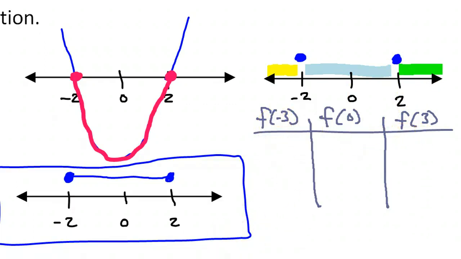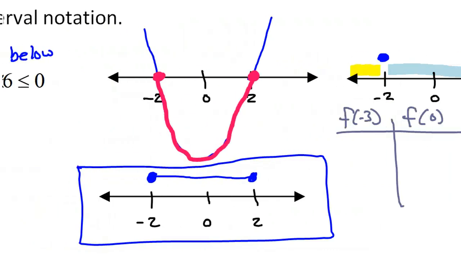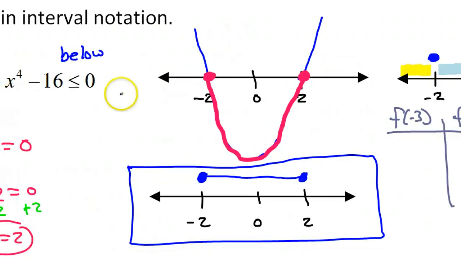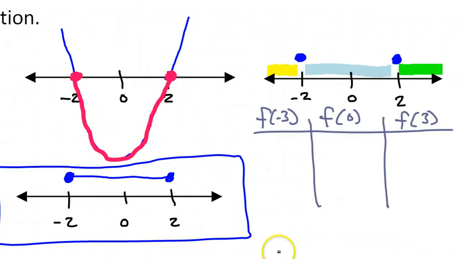And whatever we get, in each case, we're going to be asking ourselves, is that value less than or equal to 0? Because that would make it a solution. So we want to know, is what we get less than or equal to 0? So the value of the function at -3.